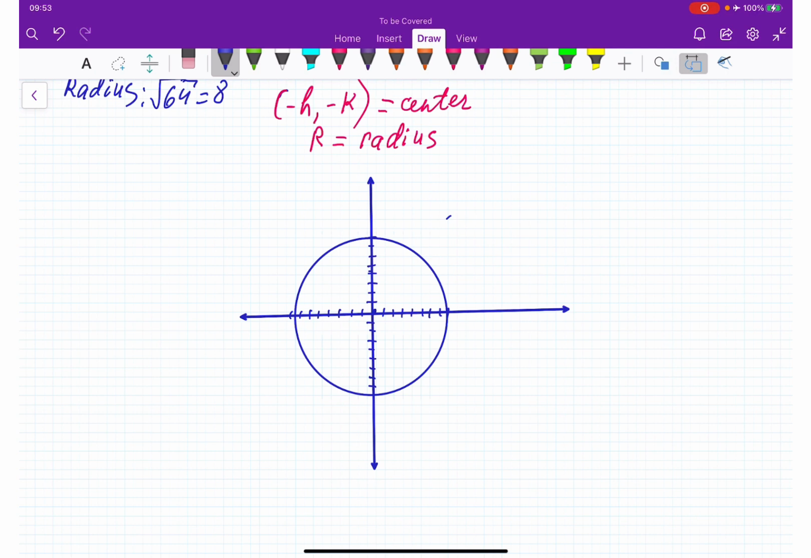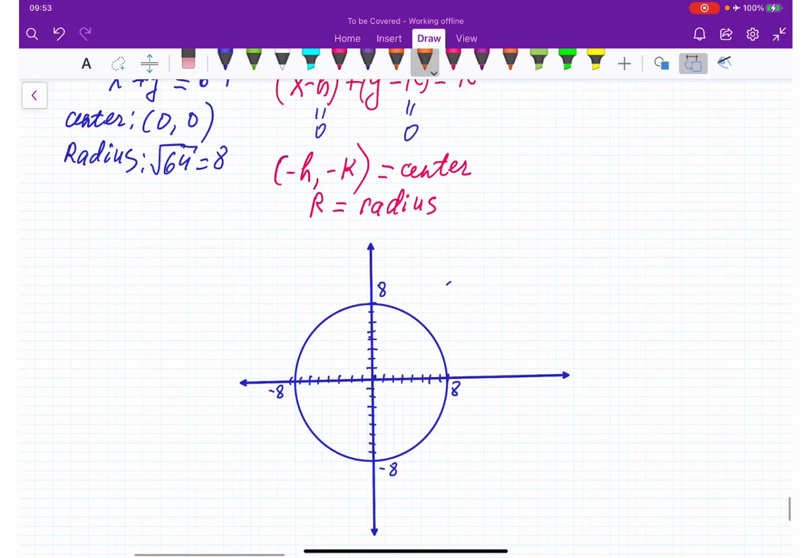Perfect. The only issue here is a little bit here, but that's okay. 8, negative 8, negative 8, and 8. But inside, the distance is going to be, the radius is going to be 8 everywhere.